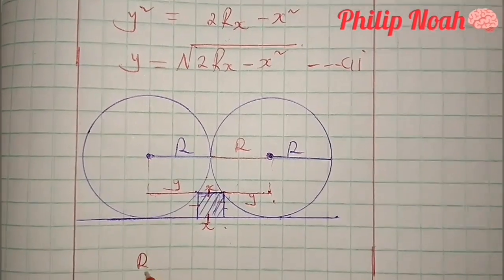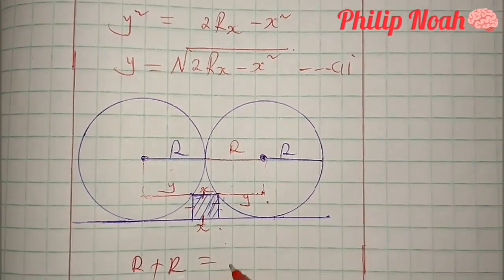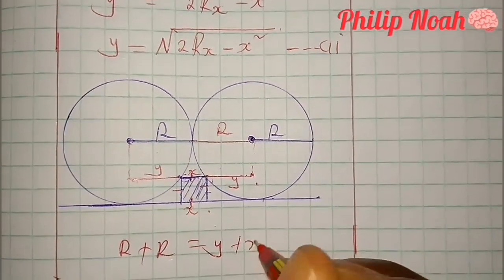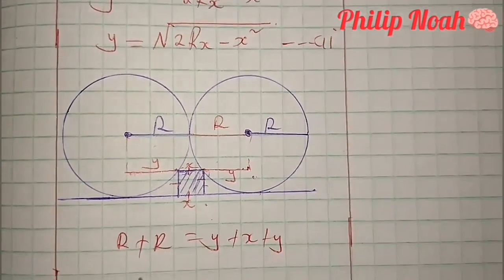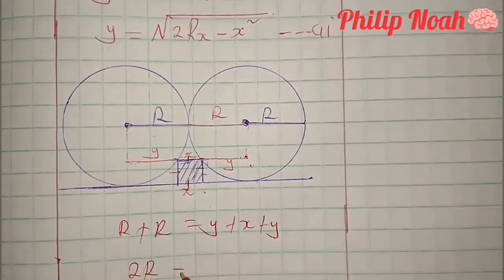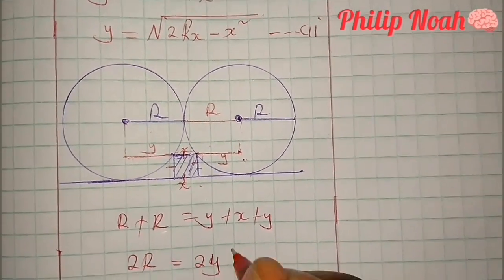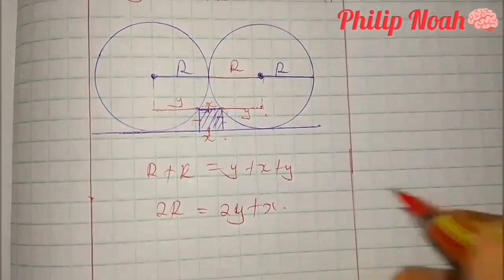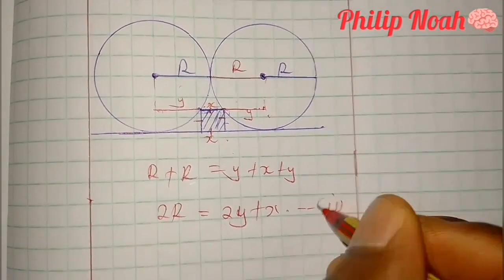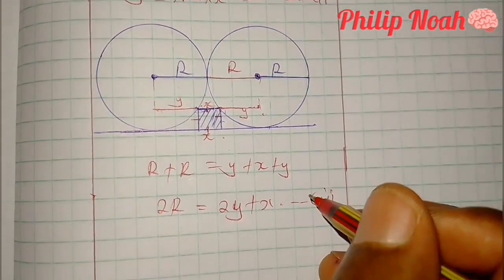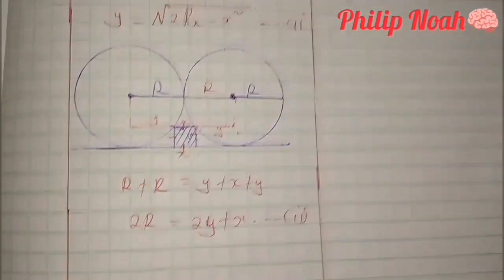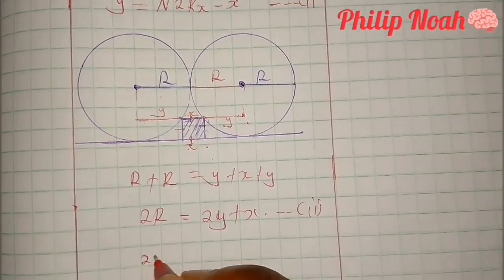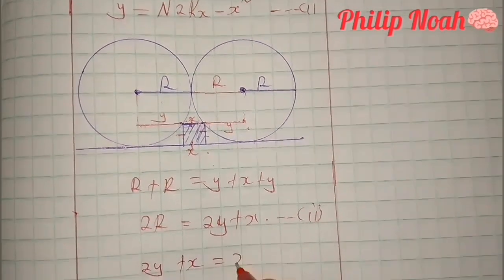Now r plus r is equal to y plus x plus y. This gives us 2r is equal to 2y plus x. And this gives us equation 2. So this can be written also as 2y plus x is equal to 2r.